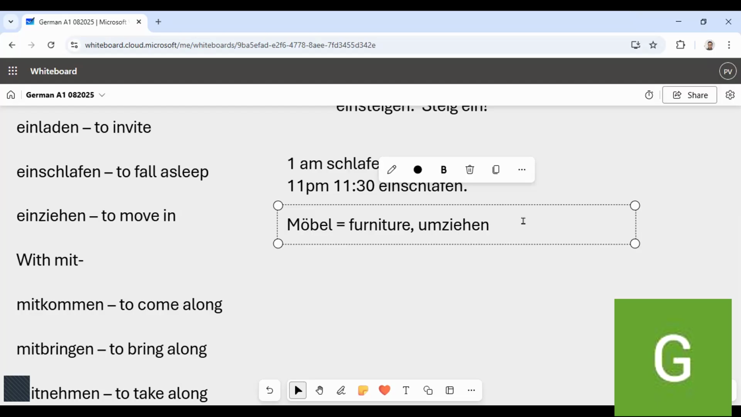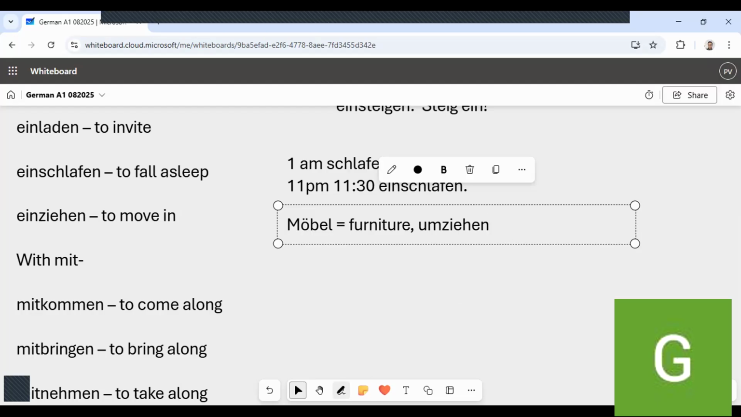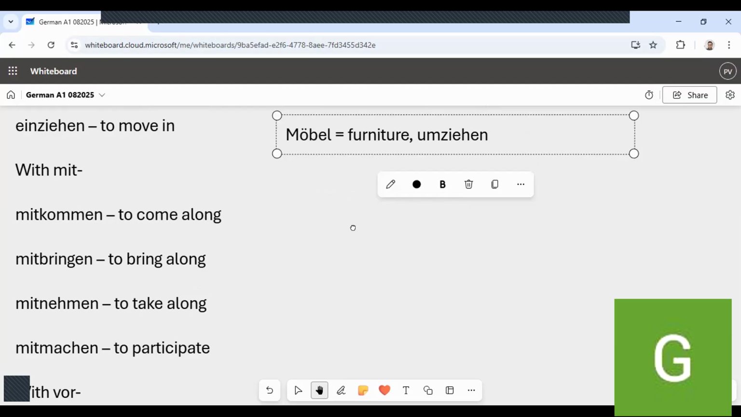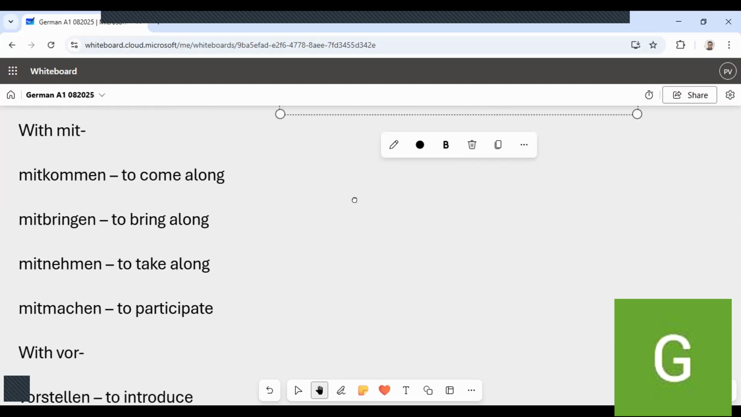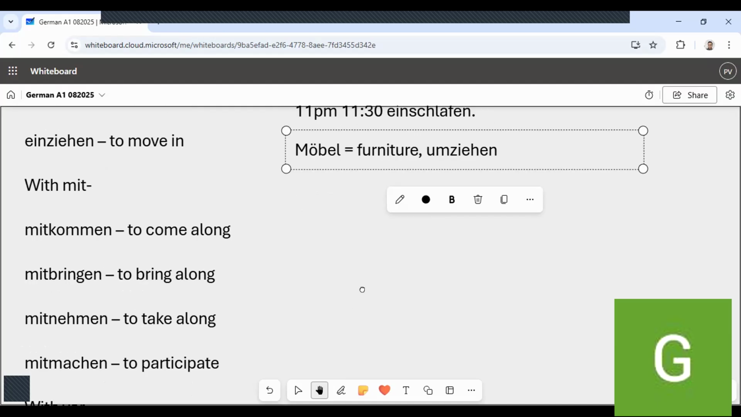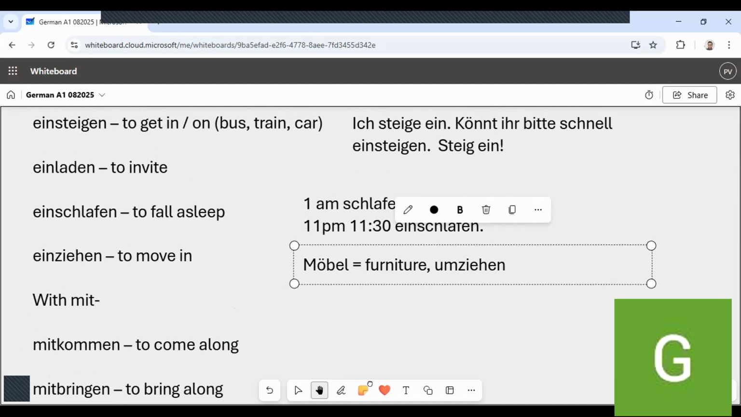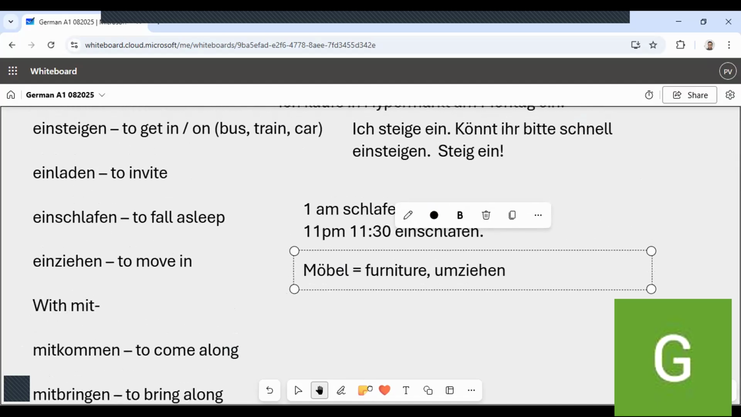Definitely, please remember the word meanings of these Trennbar verbs. It is okay if you don't remember whether they are irregular or regular.